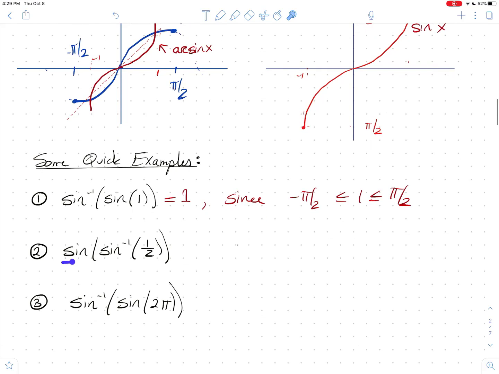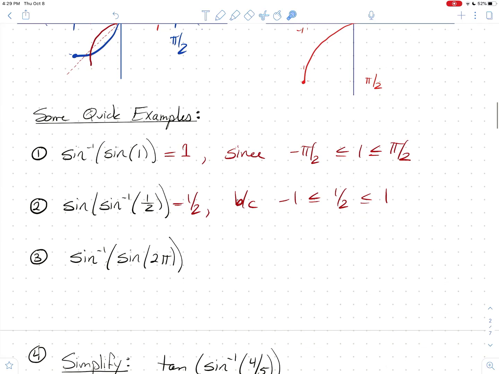On a similar note, sine of arc sine of 1/2 composes just to a half, because now 1/2 is in the domain of arc sine, right? 1/2 is between minus 1 and 1, the domain of the inside function arc sine. So here's an example where you can't just compose. I want you to realize this is not equal to 2 pi. Why not? Well, that's because 2 pi is too big. It's not in the domain of the sine of x, which is minus pi halves to pi halves.